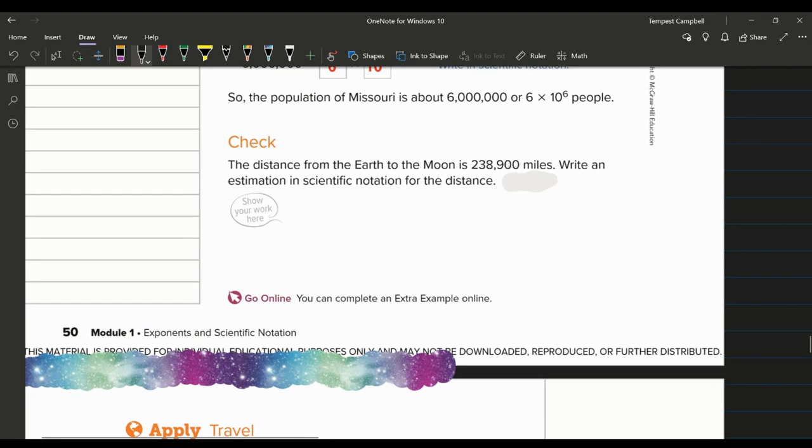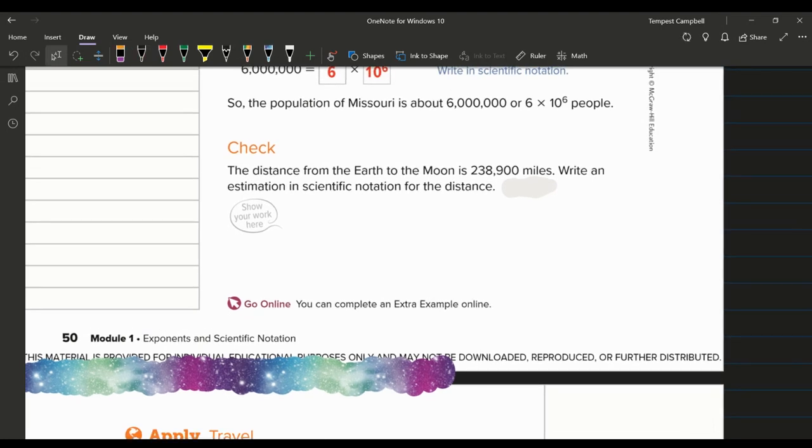All right, your turn to try. Now that you've tried it, let's check. The distance from Earth to the moon is this many miles. Write an estimation. So I'm going to estimate 200,000 in scientific notation. So that's going to be 2 times 10 to the power of 1, 2, 3, 4, 5, so 2 times 10 to the power of 5. Let's check our answer. And that's what we get.